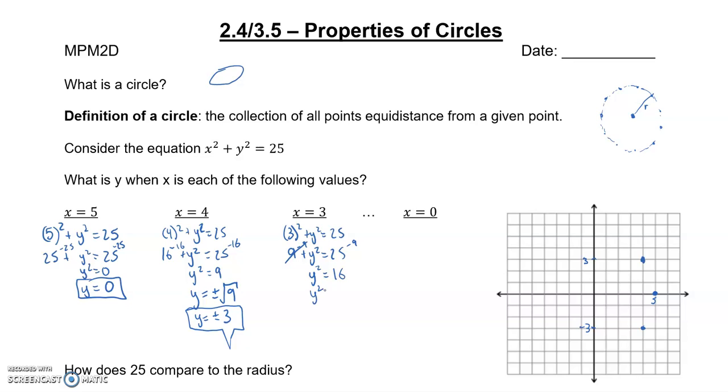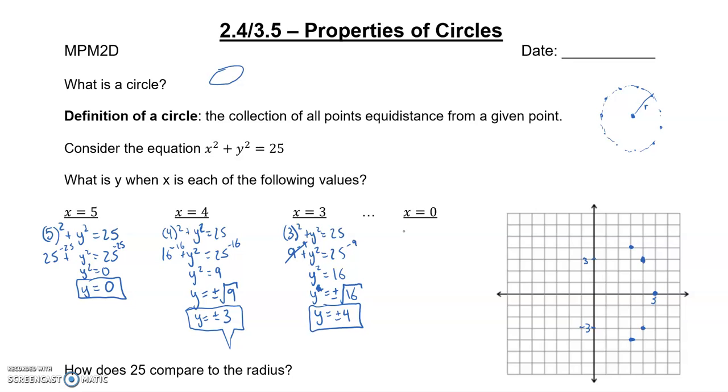And I have to do the same thing as I did before. I have to take the positive and negative square root, because both 4 squared and negative 4 squared would give me 16. So y is equal to plus or minus the square root of 16, which is plus or minus 4. So now I go and I graph those points. That is x is 3, y is positive 4 or negative 4. So we actually get 2 points from that. Now we can continue that for x equals 2, x equals 1, and I think you're starting to see the pattern of how this emerges.